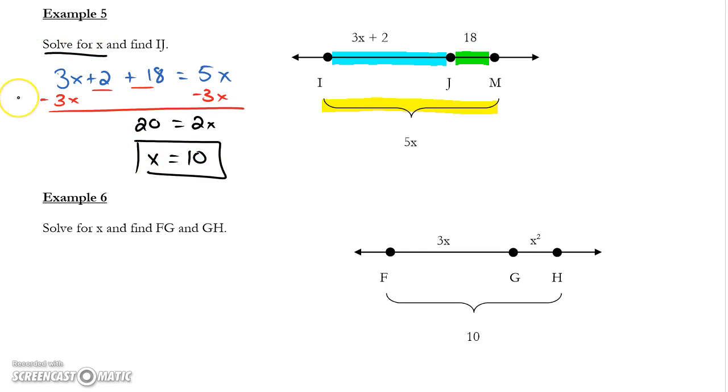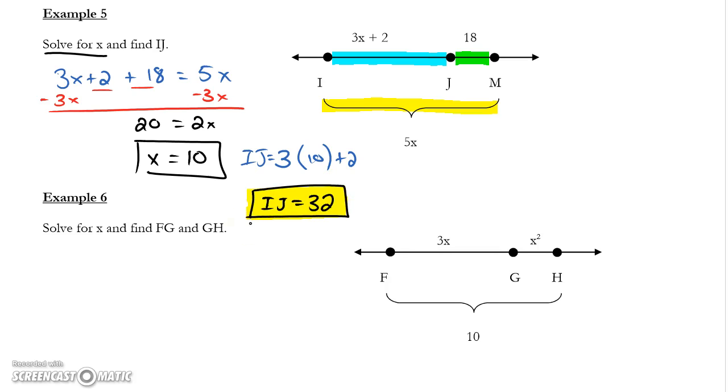That's one thing they wanted me to do. Now they want me to find IJ, no bar above it. That means find the length of IJ. So 3 times x, which is 10, plus 2. That's going to give me IJ. 3 times 10 is 30. 30 plus 2 is 32. There's my final answer.